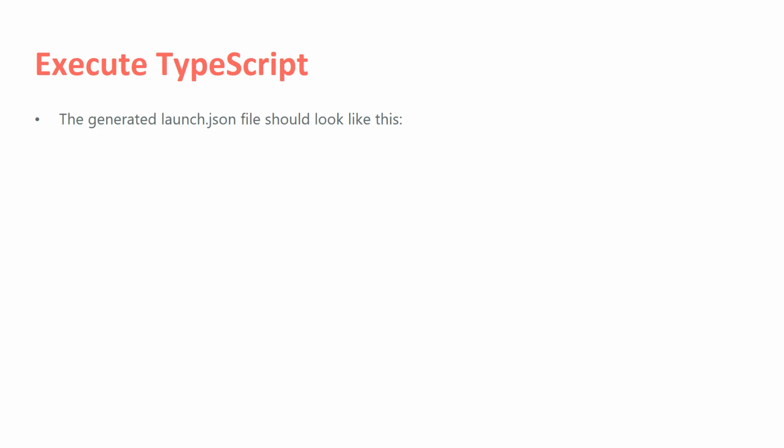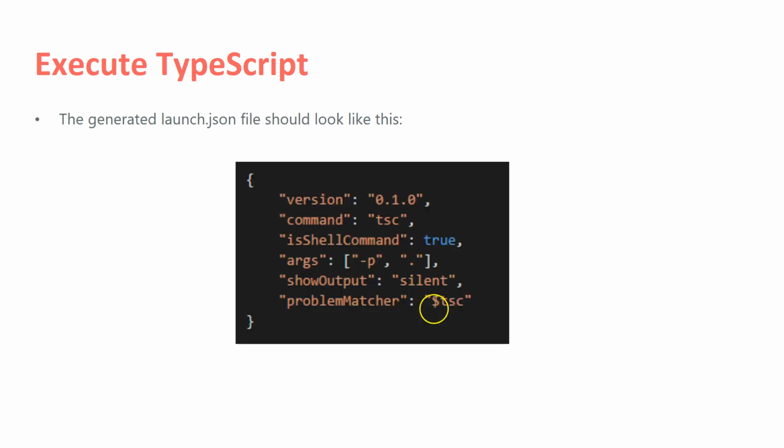Then we have a generated launch.json file, which should look like that. It should contain your version, which you can specify, the command tsc. It shows command true, some arguments you can have here, show output silent, and problem matcher, which is $tsc. For executing it, you need to press Ctrl+F5.